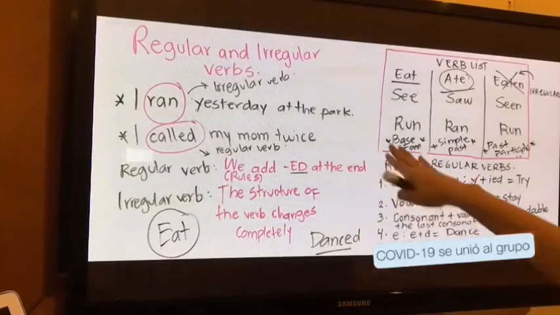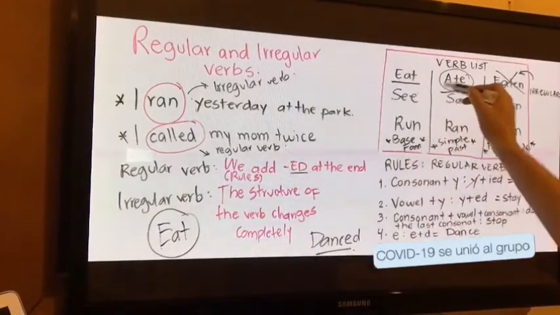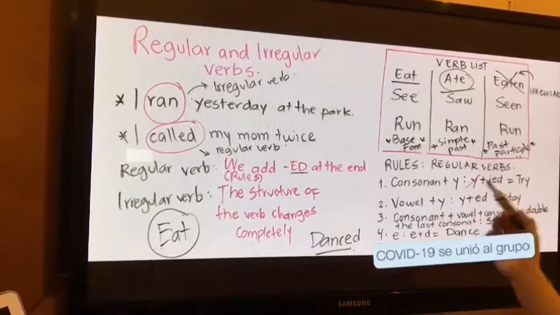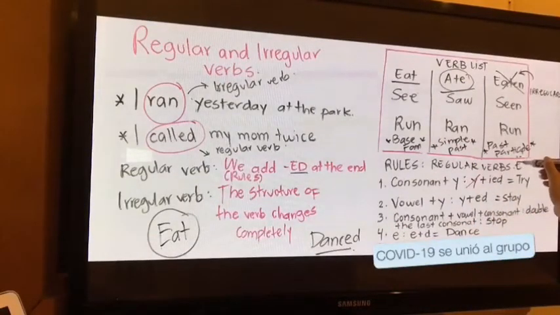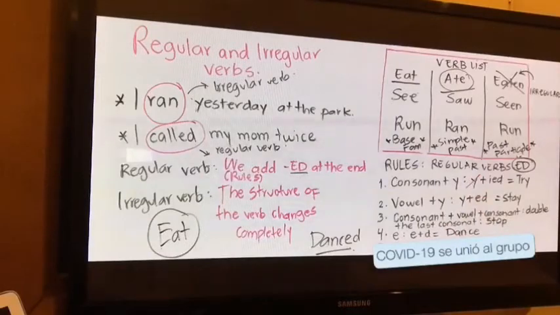So, moving on to the rules. You will see that every single time you have a regular verb that is not in the verb list, you will always have to add "ed" at the end. So we have 5 rules. The first rule is that if you have a verb that ends with a consonant plus y, we have to remove the y, or erase it, or eliminate it, and we have to add "ed" at the end of the verb.